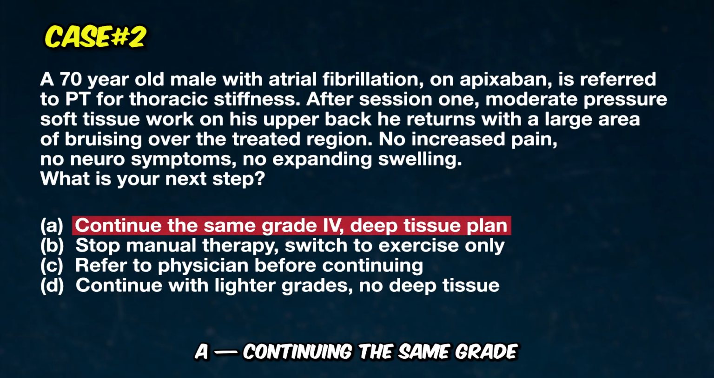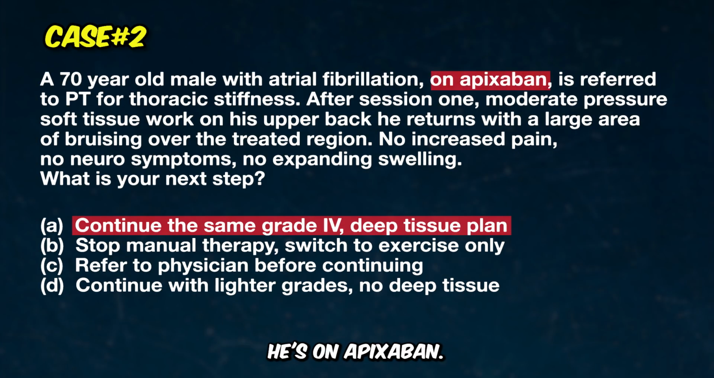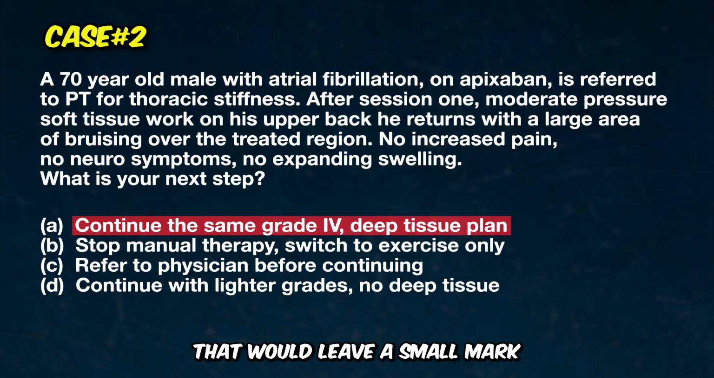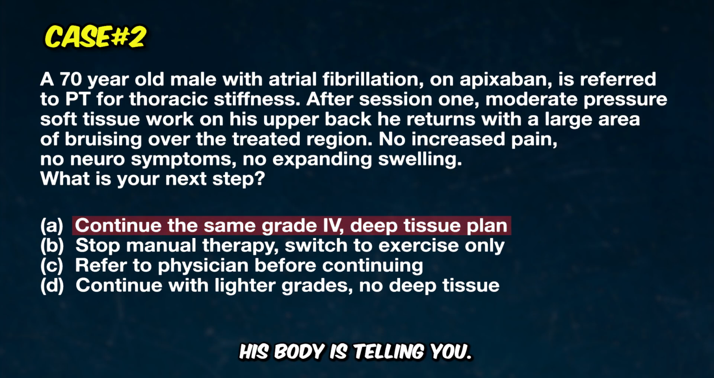Option A. Continuing the same grade 4 mobilization and deep tissue plan. Tempting because there is no expanding hematoma, no neuro symptoms. He tolerated it technically, but that bruising is your warning sign. He is on Apixaban. His clotting is intentionally suppressed. The same pressure that would leave a small mark on someone with normal clotting just left a large one on him. Keep applying that same intensity and you are ignoring what his body is telling you.